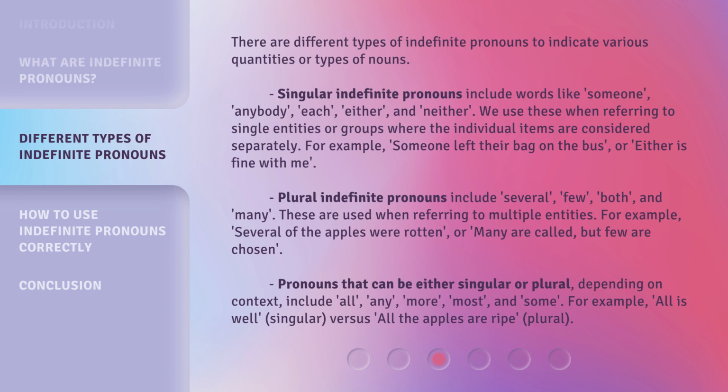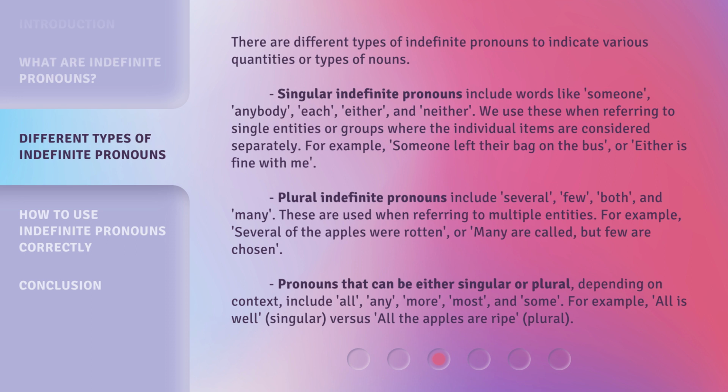Plural indefinite pronouns include several, few, both, and many. These are used when referring to multiple entities. For example, several of the apples were rotten, or many are called, but few are chosen.